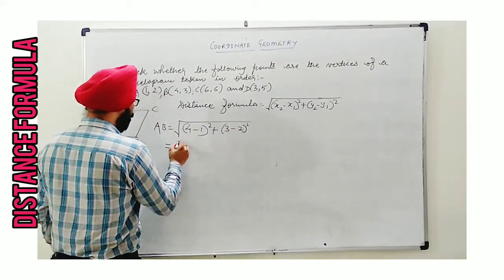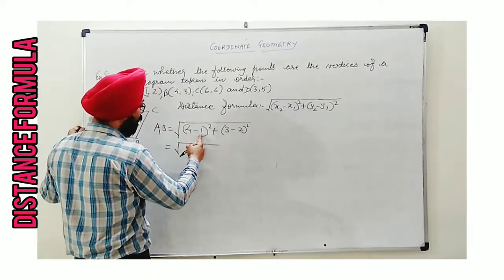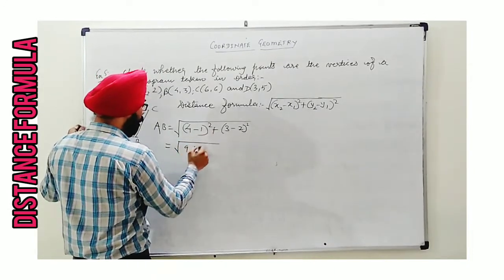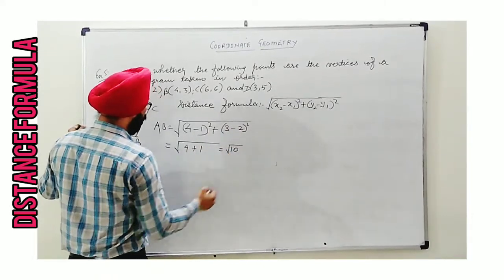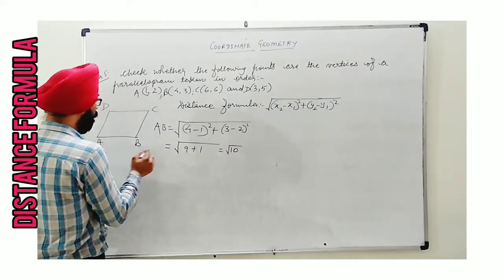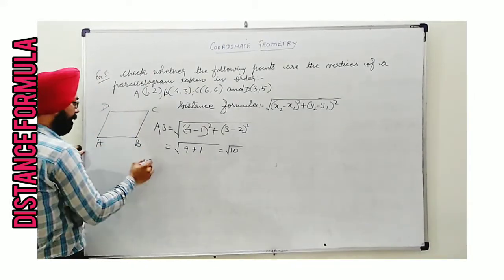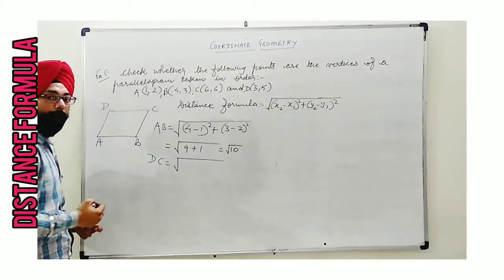Solving, I will directly do now. 4 minus 1 is 3, square 9; 3 minus 2 is 1, square 1. We finally get root 10. Now we will think of DC, its opposite side. Or you can find all the 4 sides once, then you can compare.